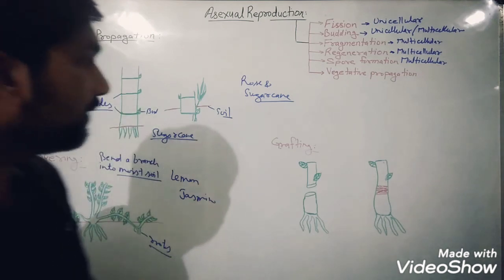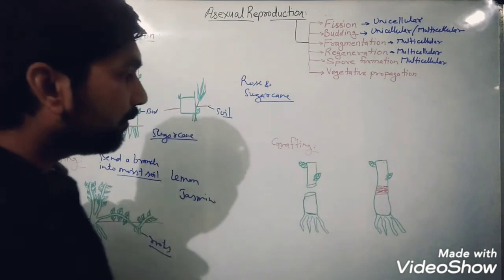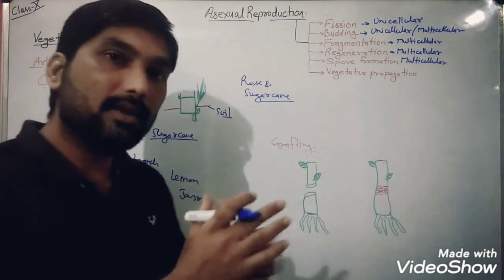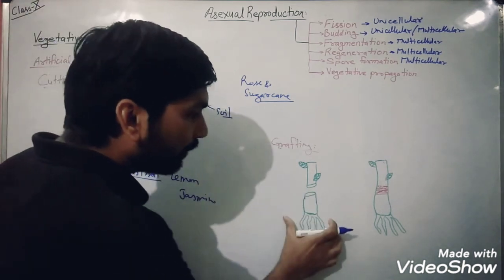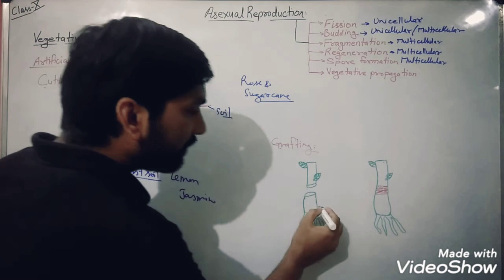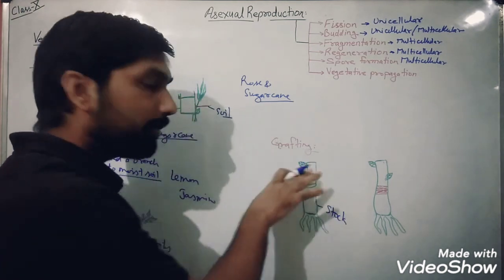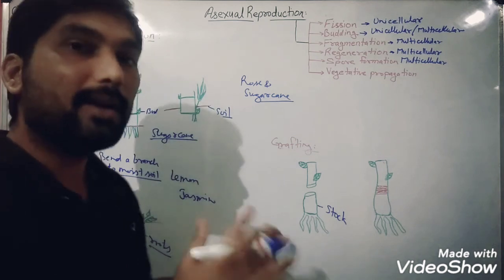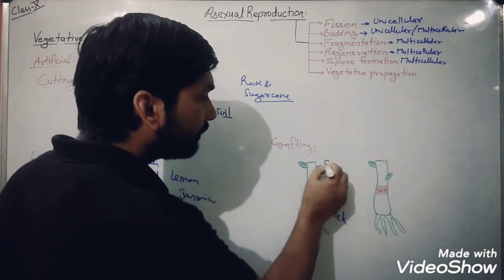And the last method is what? That is known as grafting. So in the grafting method, we are going to join two plants, where one part is having the root and is fixed in the soil, that is known as what? Stock, and the other part that does not have the root, meaning the stem part, that is known as what? Scion.